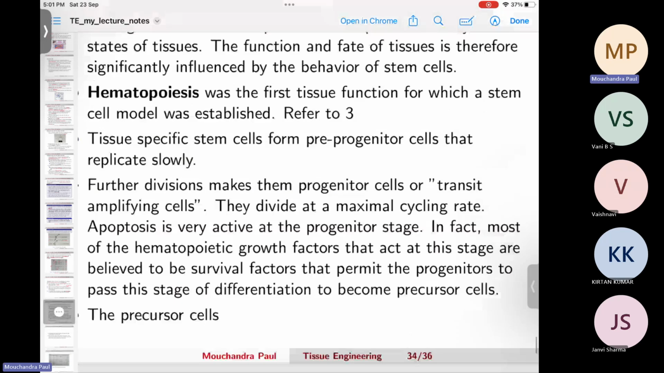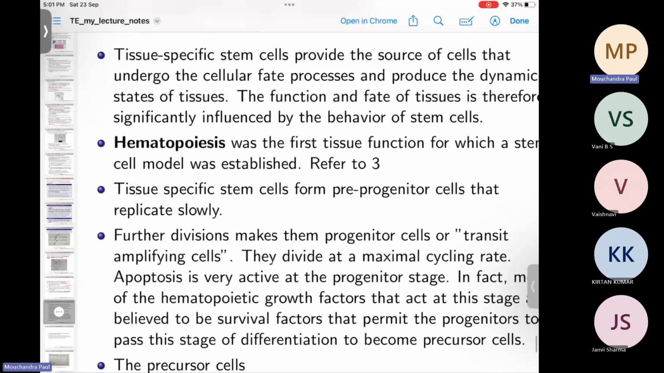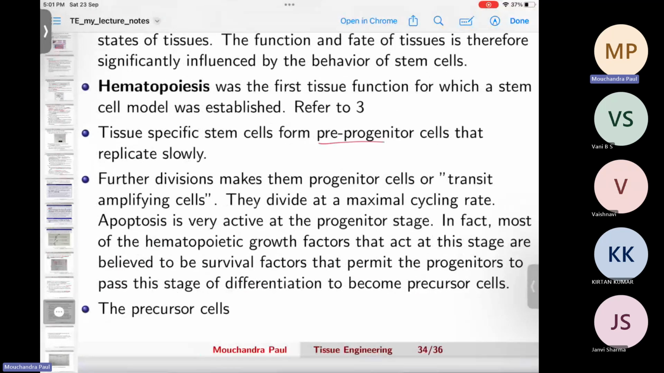So it is observed that first the stem cell differentiates and enters a stage of early progenitor cell, or it is also called pre-progenitor cell. The characteristic of this cell is it replicates very slowly. After it leaves this stage, it enters another stage, that is the progenitor cell or the late progenitor cell. Now here the rate of cell division is very high, but also the apoptosis rate is very high. So both these rates are very high.